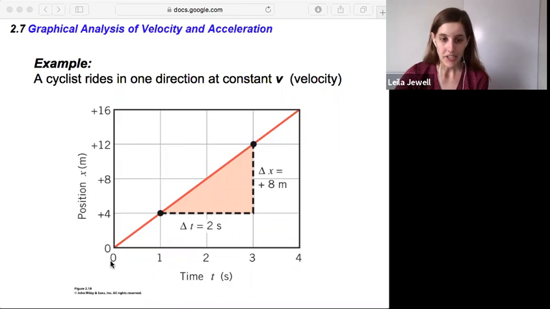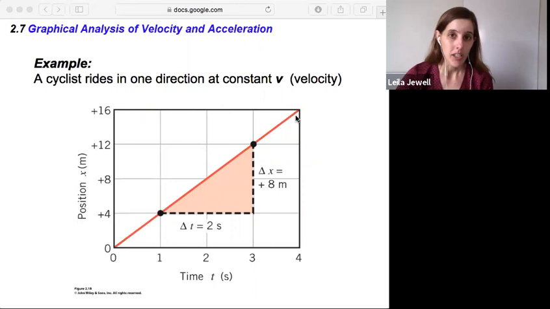So we notice as time passes, 0 seconds, 1 second, 2 seconds, 3 seconds, 4 seconds, the position is also increasing. The cyclist goes from being at some initial position of 0 to 4 meters, to 8 meters, to 12 meters, to 16 meters. That's what this red line is showing.